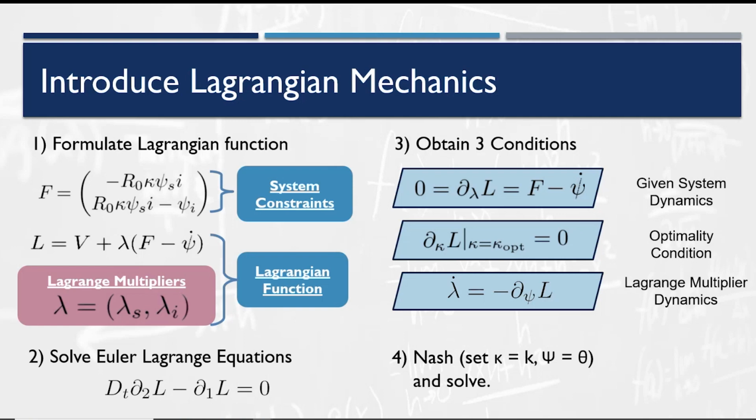When we solve with respect to lambda, we simply return the SIR dynamics, so that one's fairly easy. When solving with respect to kappa, we obtain this optimality condition, which needs to be satisfied at the optimal control. And when solving with respect to the state, psi, we end up returning this equation for the Lagrange multiplier dynamics. It was important to make that distinction between solving with respect to kappa and solving with respect to k, because this is the point at which we Nashify everything. We find that Nash equilibrium, and then we solve these equations together.